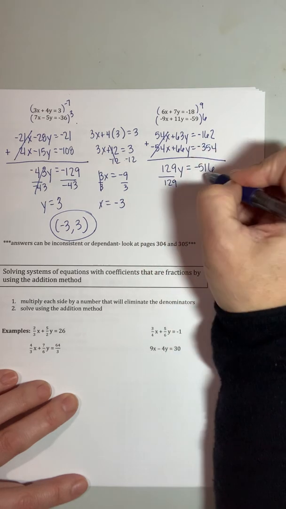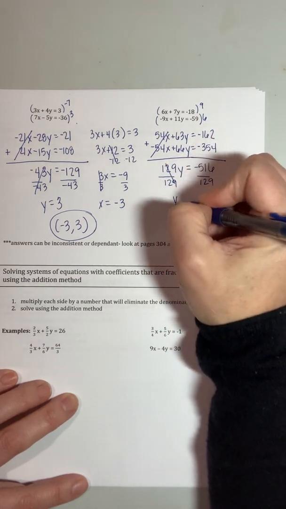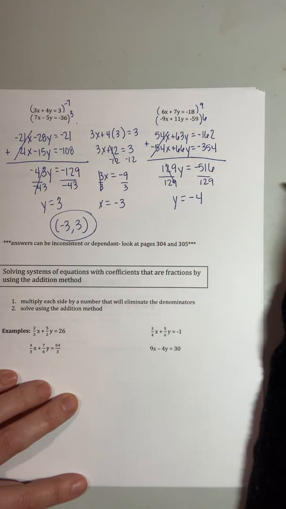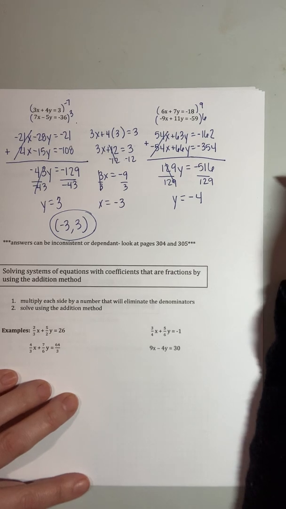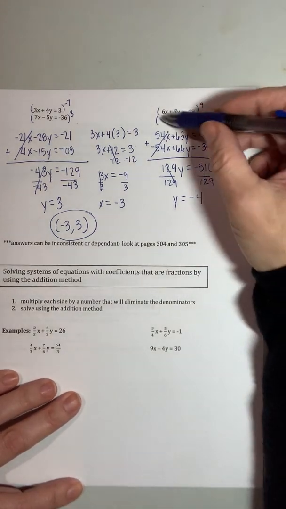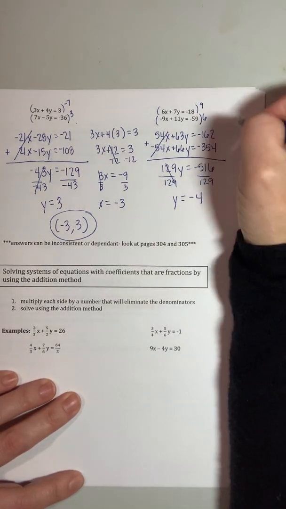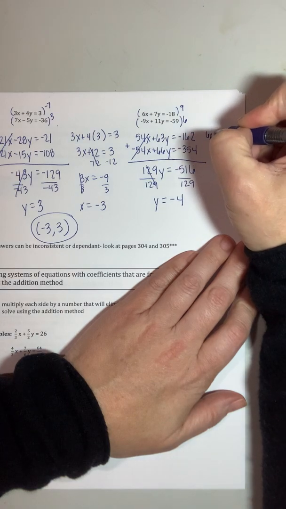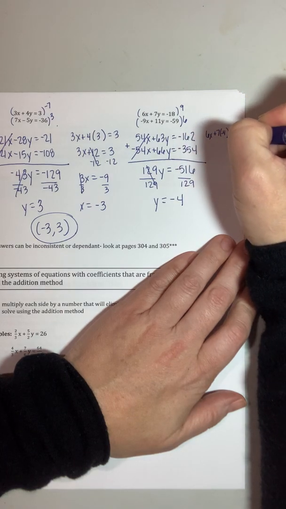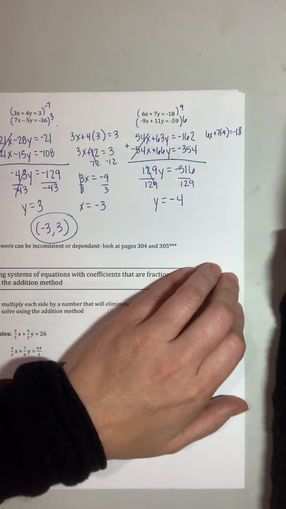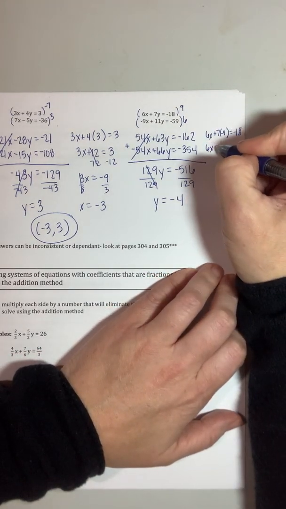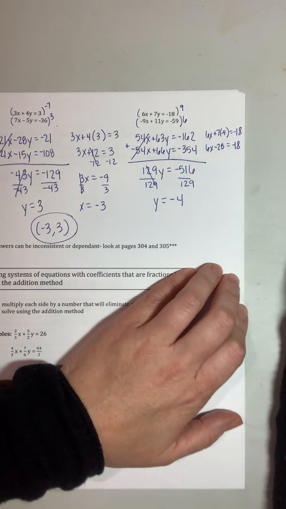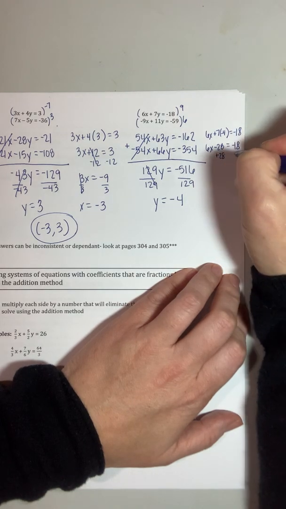Divide both sides by 129. And it actually goes in evenly 4 times. Okay. Now that we have the negative 4, we can plug that into any of these up here, and that's for the y. So let's squeeze this in on the side. We have 6x plus 7 times negative 4 equals negative 18. 6x and 7 times negative 4 is negative 28 equals negative 18. Add 28 to both sides.